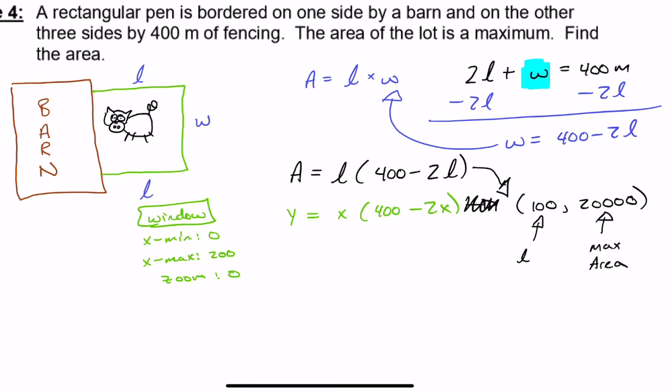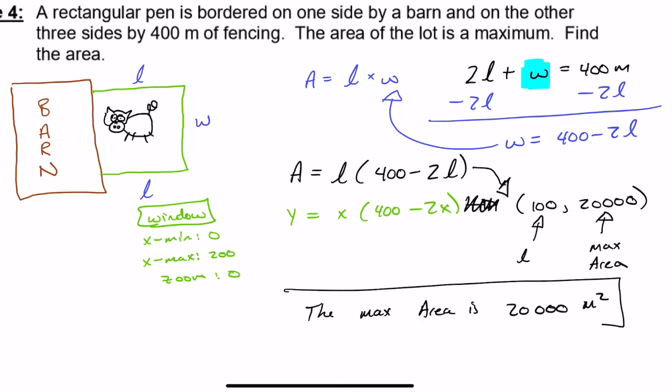So the question asks, find the area. Well, we can answer it. The max area is 20,000 meters squared. Because it was 400 meters of fencing, that's why I know it has to be in meters squared.